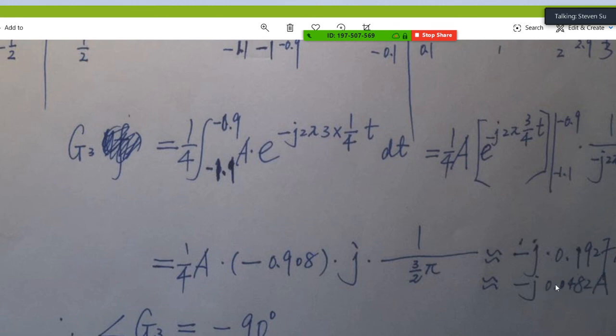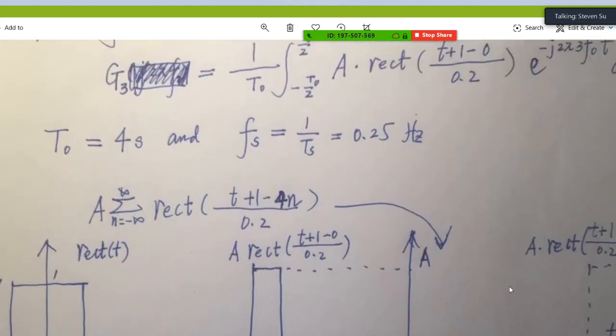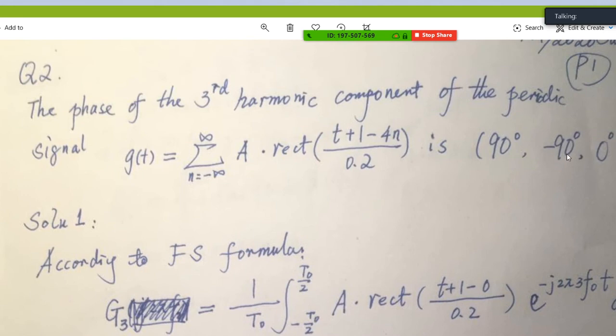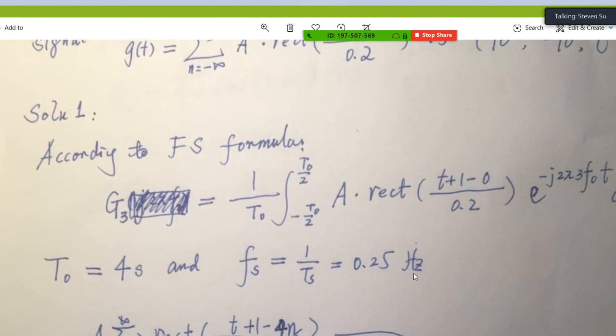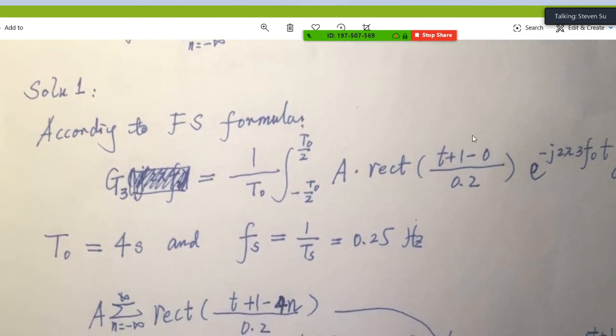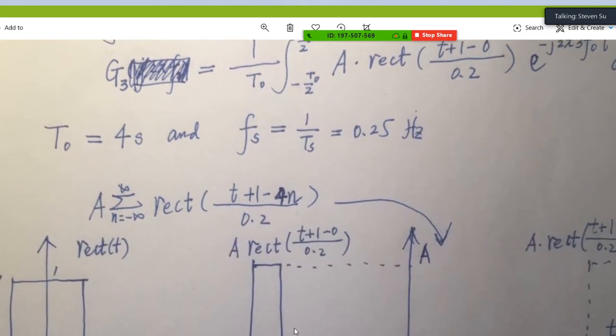So actually, if you calculate wrong, it doesn't influence your selection. So this basically is minus j. So minus j, what's the angle? Actually, it's minus 90. So that's why the answer should be minus 90. So the second one is correct. But you can see, if you want to get the right answer, the most important thing is here: you need to draw the figure.